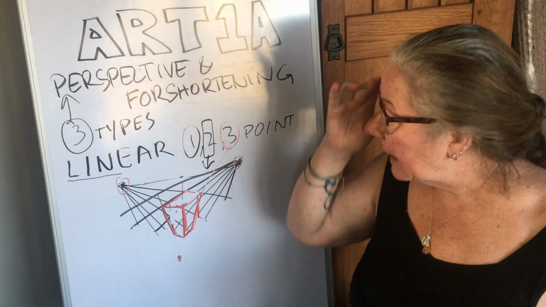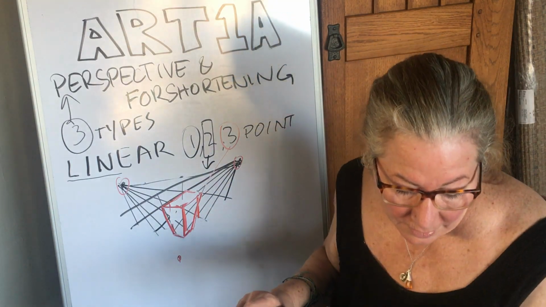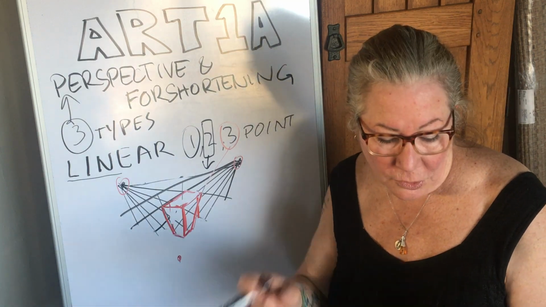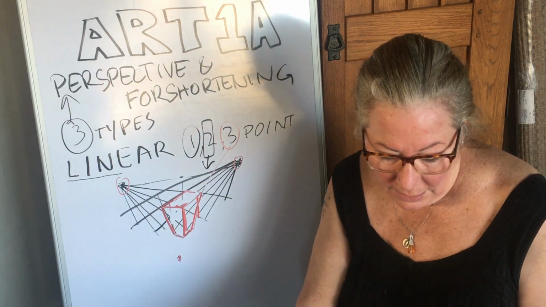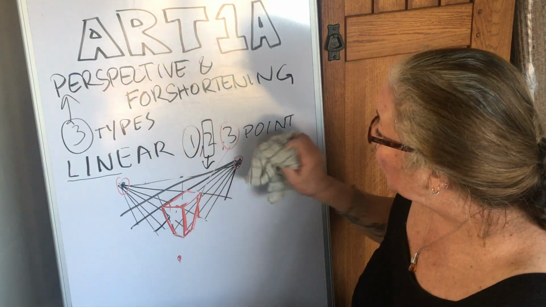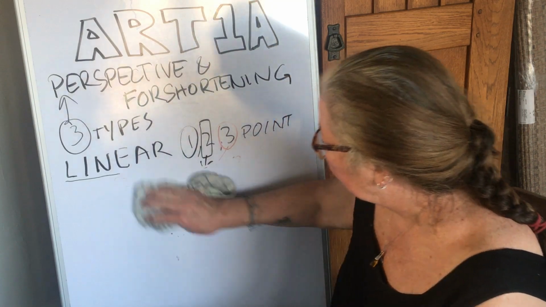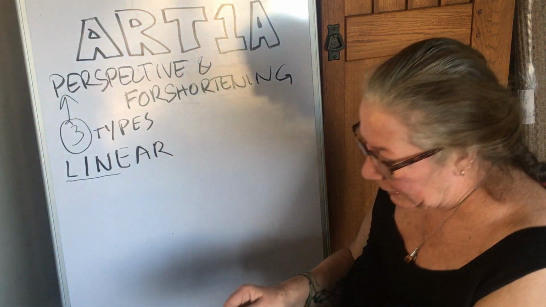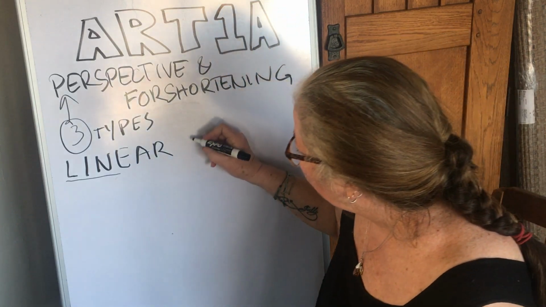So perspective makes a 2-dimensional surface appear 3-dimensional, and that's really important. So the next kind of perspective, so this was linear perspective. So let's erase these little things. We'll leave linear up there. The first one is linear. The next one is intellectual.